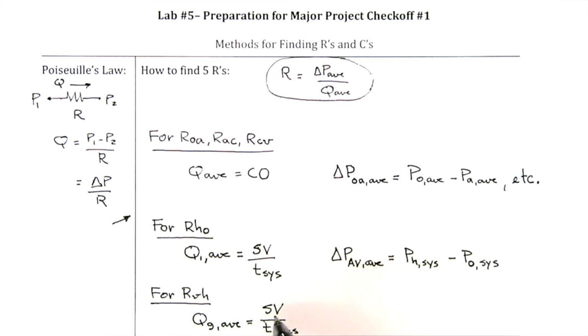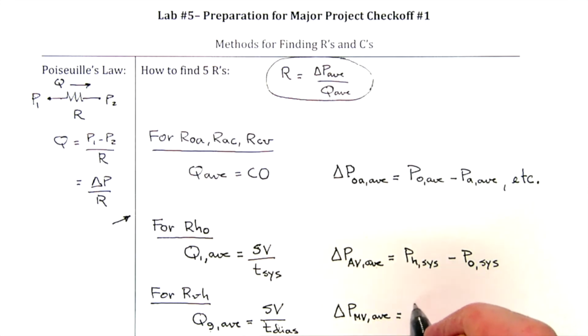Why stroke volume? Because whatever goes out comes back in. And so that will allow us to find those values, like we found them for R sub HO. And you put those in to find Q9 on average, that's the denominator. For the numerator, we need delta P between the mitral valve, and actually that includes the atria, on average.